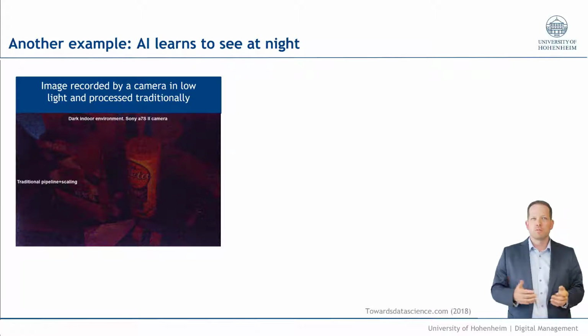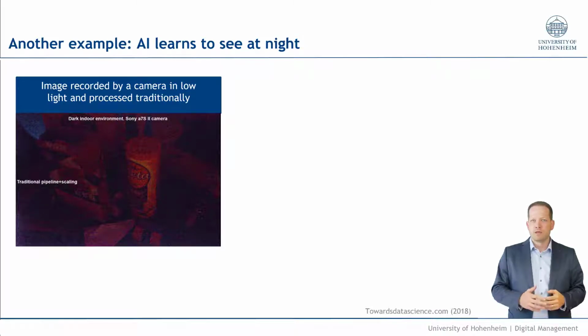Just to show you one more complex problem, what you see here is an image recorded by a regular camera in a low light situation and then processed traditionally. And you can hardly see, if at all, what's displayed on that image. And I think we all know this problem, taking a photo in too low a light and then having a really bad quality of that photo.